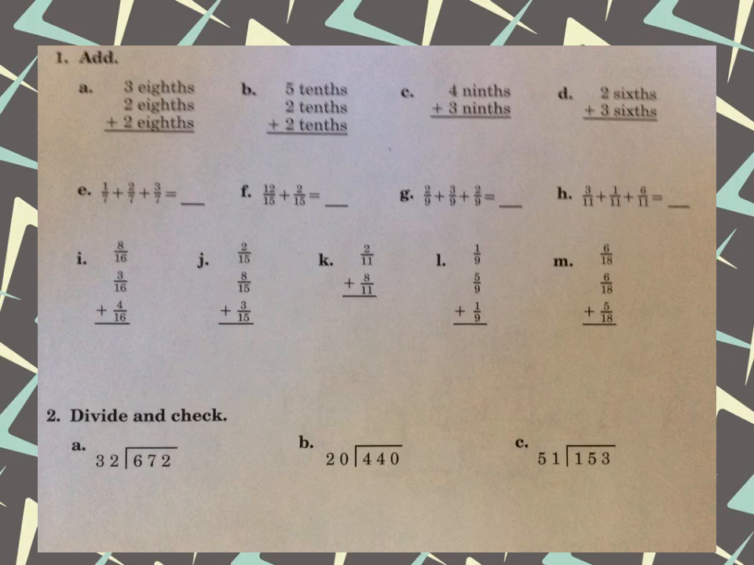Today's going to be a very easy math page, and I'm going to get started right away here. So we're adding up, I'm looking at 1A right here. We're adding up our eighths that we have here. 3 eighths, 2 eighths, 2 eighths. 3 plus 2 is 5, plus 2 more is 7. So we're going to write 7 eighths.